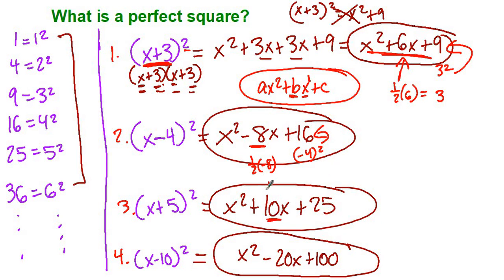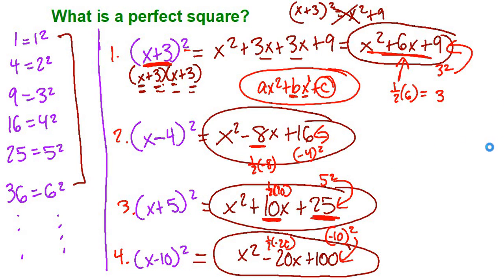Same thing right here. If I take half of 10, I would get 5, and if I square 5, I would get 25. Finally, if I take half of negative 20, I would get negative 10. If I square negative 10, I do get 100. So the pattern that every perfect square has in common is that this last number right here, the c value, because c is the thing that doesn't have an x attached to it, the c value you can always get by taking half of this number and then squaring it.